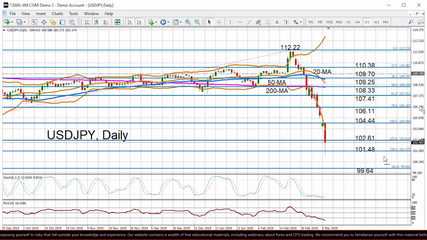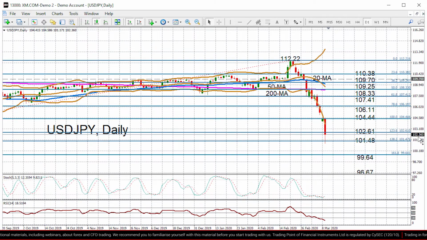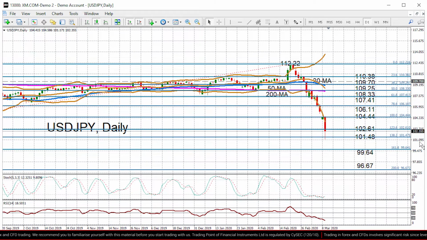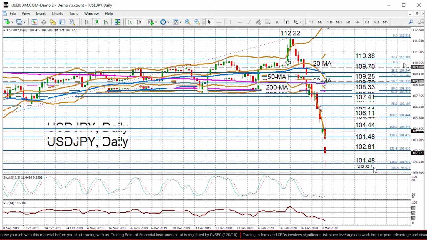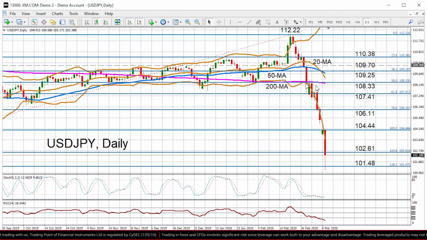We do have first the 138.2% Fibonacci extension at 101.48, which earlier we did see a bit of a spike below that. After that, we have the 161.8% Fibonacci at 99.64, followed by the 200% Fibonacci at 96.67.